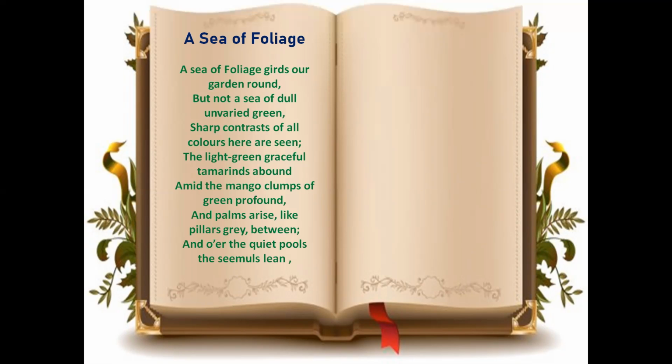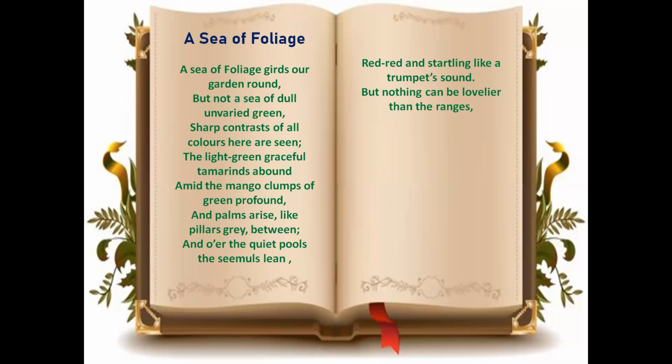And o'er the quiet pools the seamills lean, red and startling like a trumpet's sound. Seamills are silk cotton trees with red flowers. So, among the shades of green, an unexpected surprise is the contrasting red color of the seamills. Like we get surprised with the sudden sound of a trumpet, similarly, the red color of the seamills looks surprisingly beautiful.